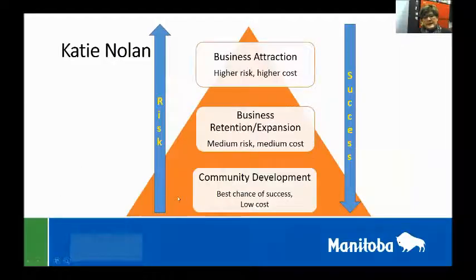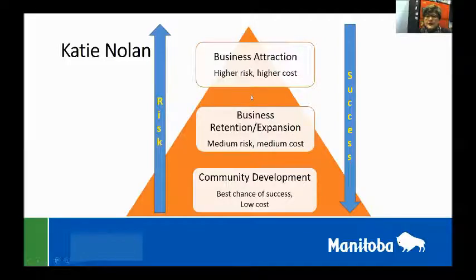She provided this kind of hierarchy of economic development that I think is really important for communities of any size to remember. The riskiest type of economic development strategy is the business attraction strategy. So trying to entice businesses to move into your community. So it's the highest risk, highest cost. The best chance of success are the community development types of strategies, things like beautification, working with local community organizations to improve the community. Any of those types of strategies have the best chance of success and are the least cost. And in the middle is the business retention and expansion, which is the medium risk, medium cost.